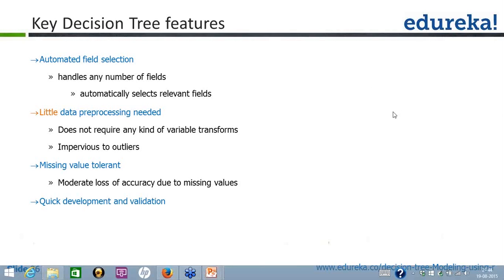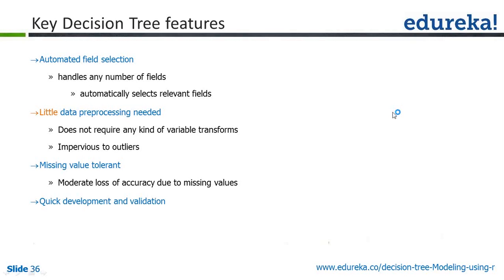Very nice question. So somebody has asked, how do you decide on the splitting criteria? How does decision tree actually work?